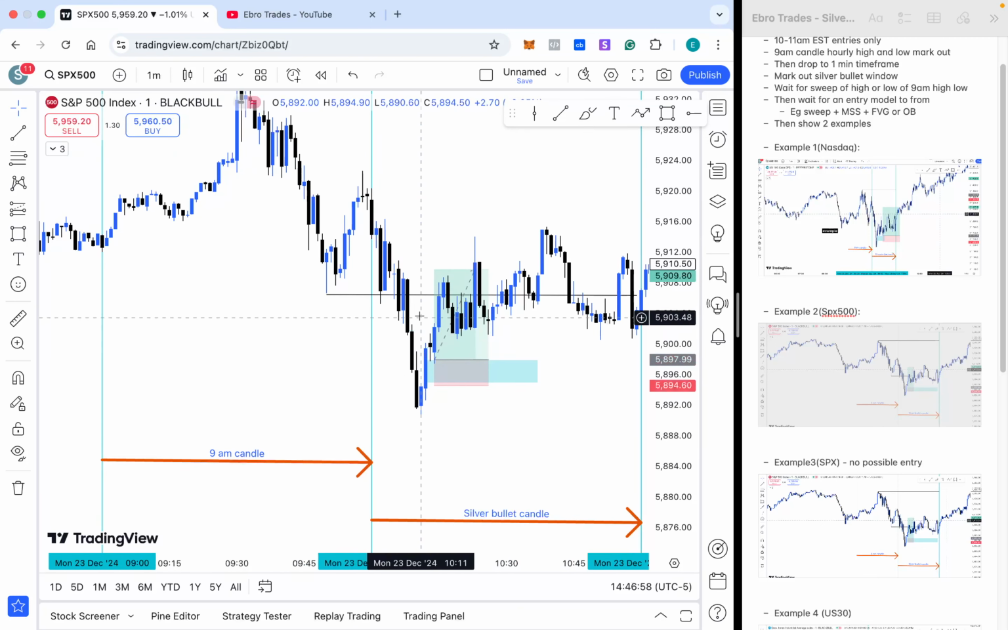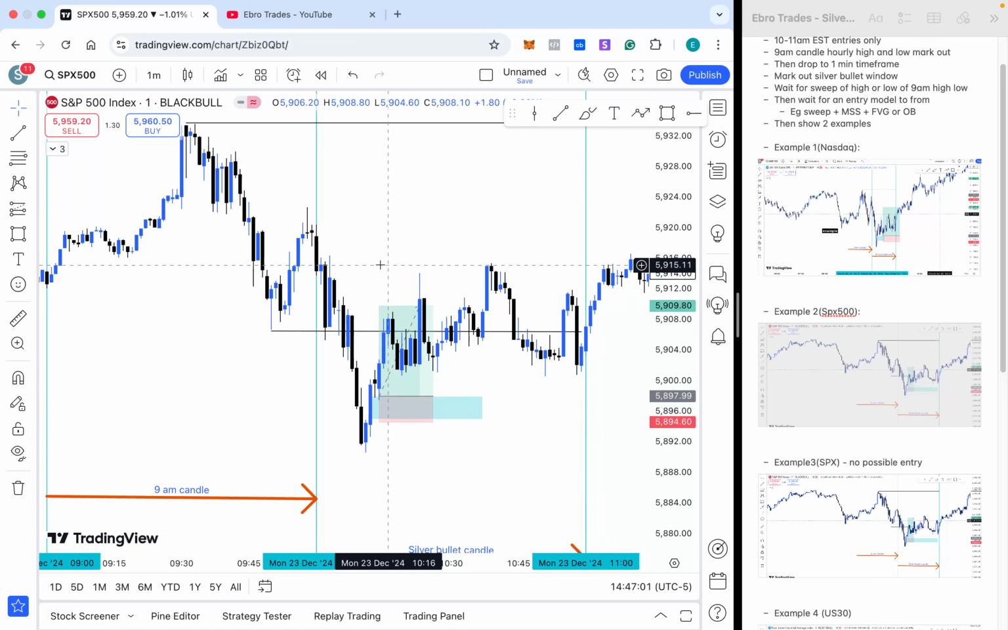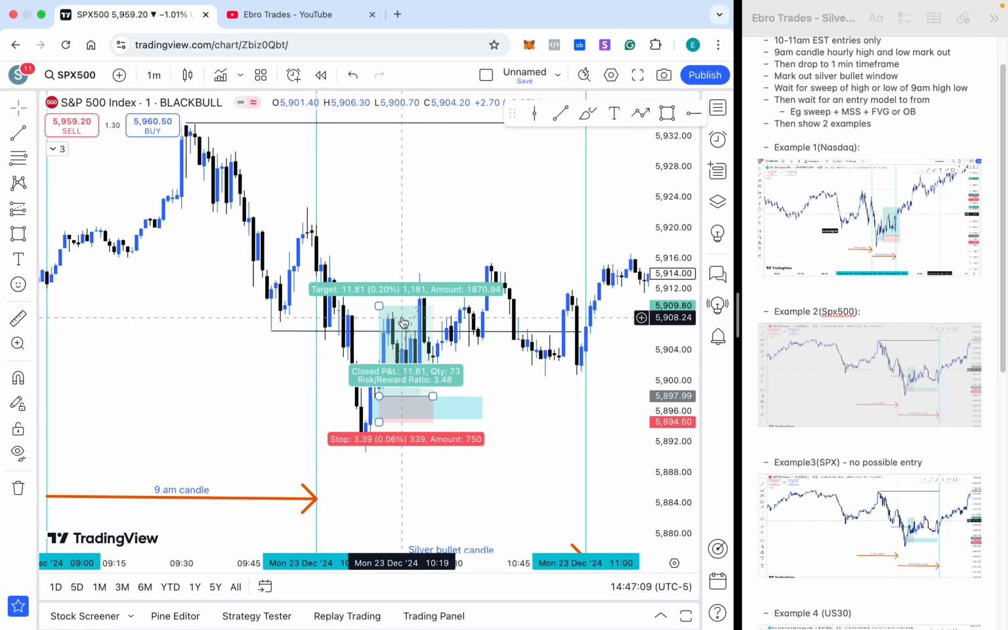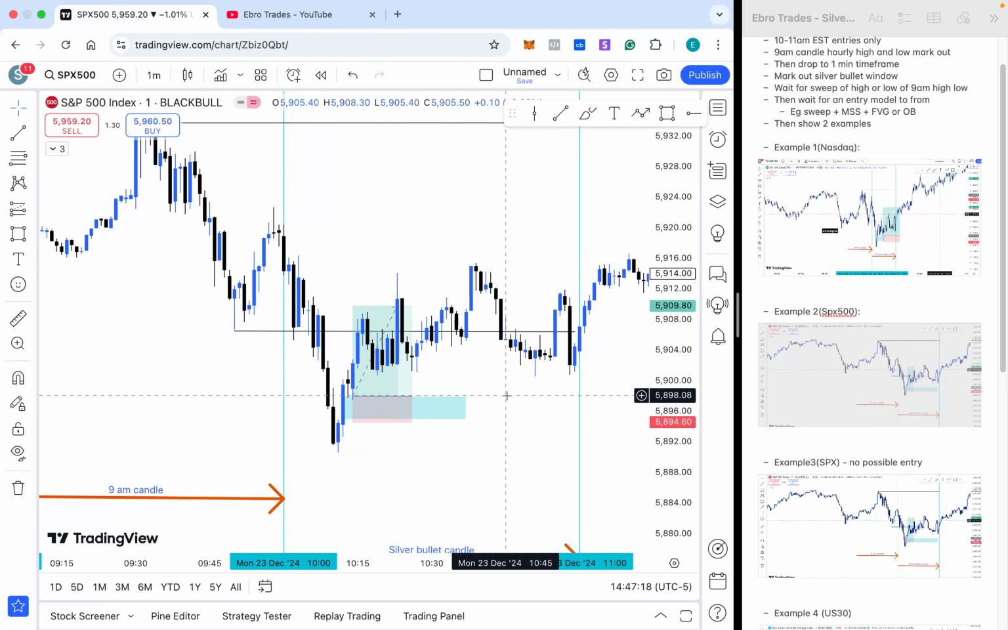Again, the exact same thing. Marked out my low and high for the 9 a.m. candle. Waited for market structure to change from bearish to bullish, aka from forming lower lows and lower highs to higher highs and higher lows. Marked out my fair value gap. Waited for retracement into the fair value gap before going long, targeting 2RR as my first TP.